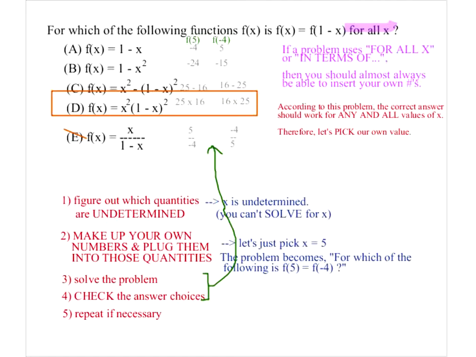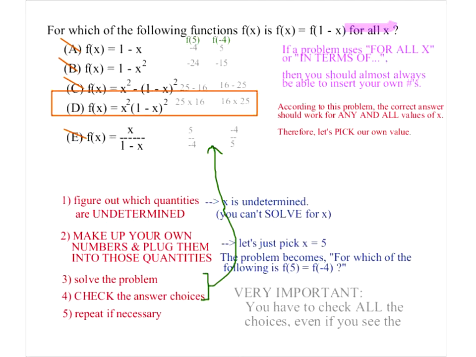The others don't work. It's rare, but when you do use this method, it is possible to have a coincidence. So you do have to check all the choices. Remember, this is very important. You do have to check all the choices, even if you see the answer you want. Because these are your numbers, these are not their numbers, and so it is possible to create a problem that creates a coincidence.